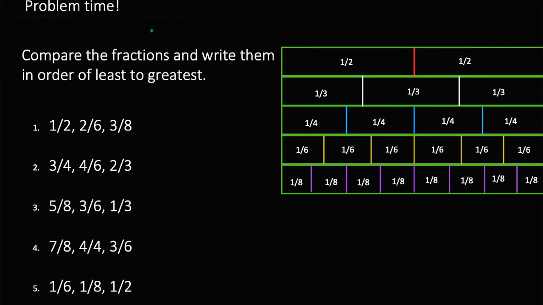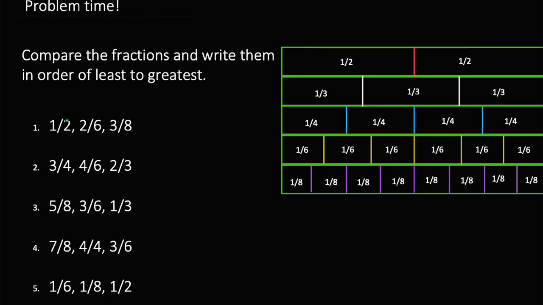Now, we're going to be doing some problems. Feel free to pause this video and try them out yourself. I'll be also doing them, so then you can check your solutions. It shows right here to compare the fractions and write them down in order of least to greatest. That means that we're going to have to write them down from smallest to biggest.